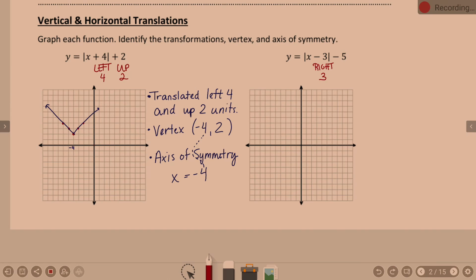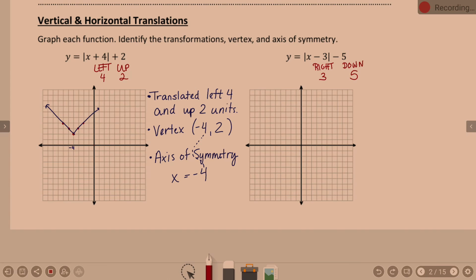And, Jayden? Down 5. Okay, a minus 5 at the end is going to be a down 5, right? Okay, again, if it's at the end, outside parentheses, absolute value, it's up or down, and this time it's direction of the sign. The sign is a minus, so we're going down 5.